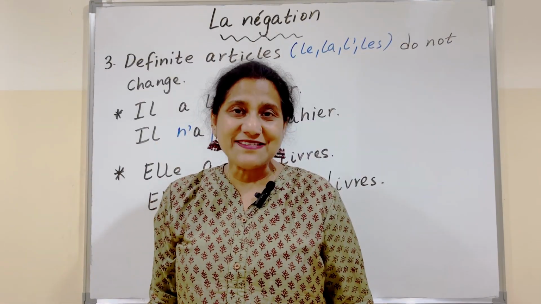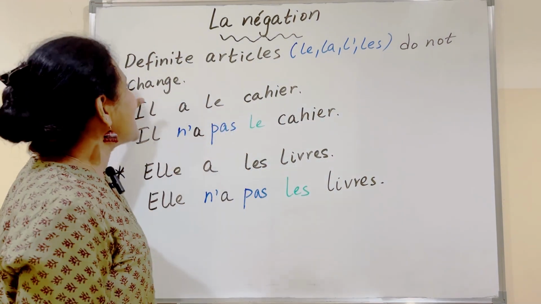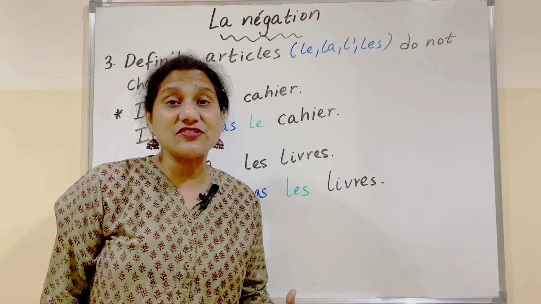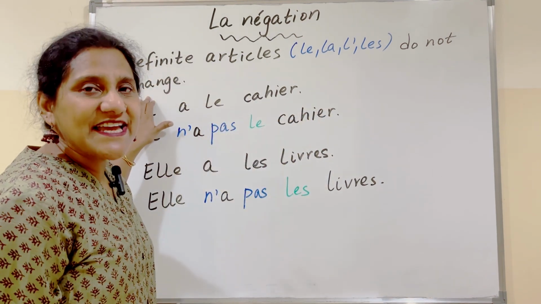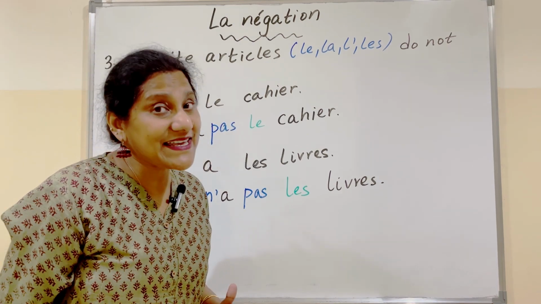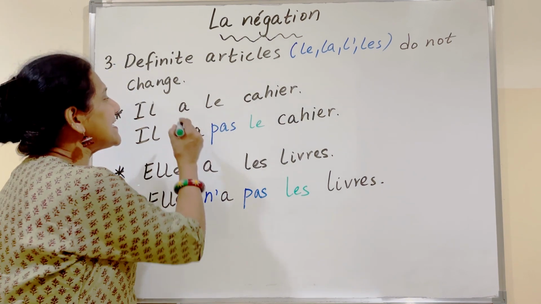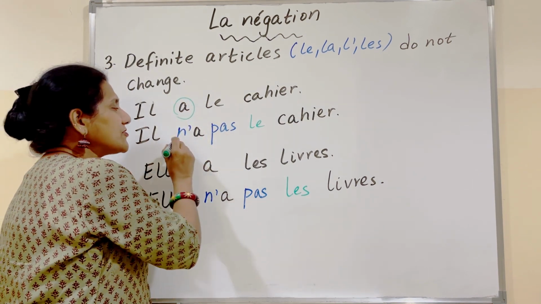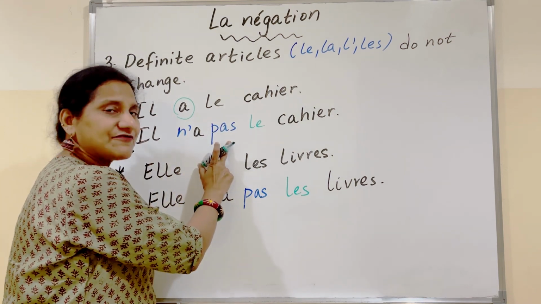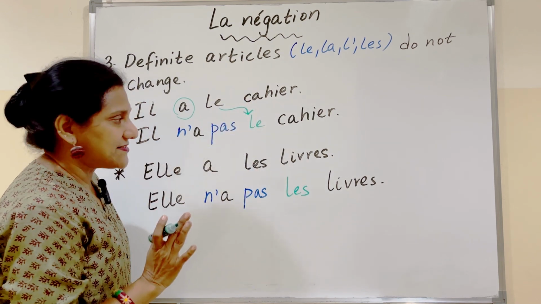Let's see what happens in sentences which have definite articles. What are the definite articles? Le, la, l', les. They do not change in negative. So let's take an example. Il a le cahier. It changes to il n'a pas le cahier. So identify the verb a. Put an apostrophe before the verb because this begins with a vowel. Pas after the verb, but this definite article remains the same.